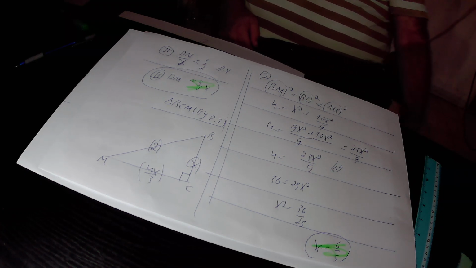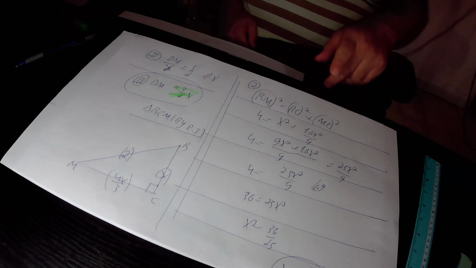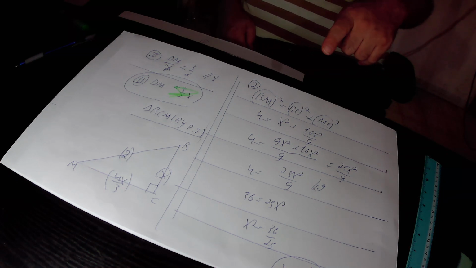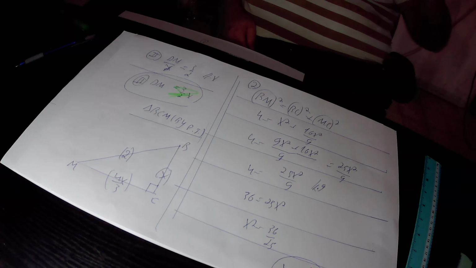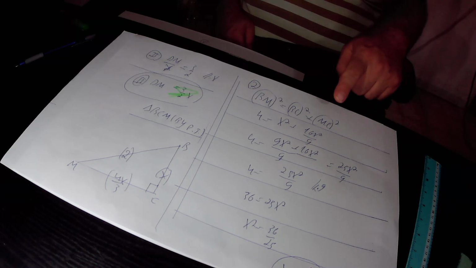According to the Pythagoras theorem, in this right triangle BMC, BM squared, that is the square of the hypotenuse, equals BC squared plus CM squared. BM is 2, therefore BM squared is 2 squared, that is 4, and it equals BC squared. BC is x, therefore BC squared is x squared, plus MC squared. MC is 4x over 3, therefore MC squared is 16x squared over 9. So in total, 4 equals x squared plus 16x squared over 9.